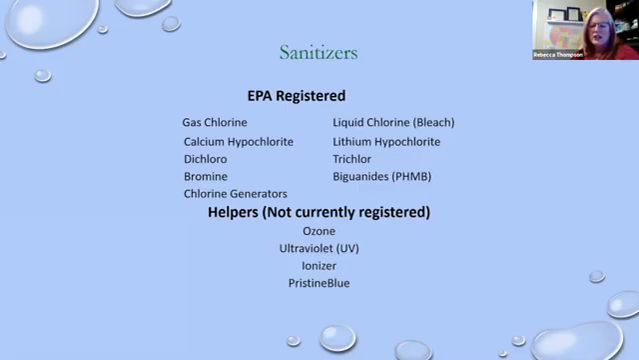Helpers, which are not currently registered with the EPA as a sanitizer, consist of ozone, UV or ultraviolet, ionizers, and then Pristine Blue. These products kill, but like with UV, it's only killing when the water passes through the UV system. So that's the only time when it's killing. And as we all know, every bit of water in that pool does not pass through your filter system. So that's one thing. Ionizers is another form of metal. At this time, metals with ionizers and Pristine Blue are considered bactericides or algicides, in that they don't have a fast enough kill ratio to be registered as a sanitizer.